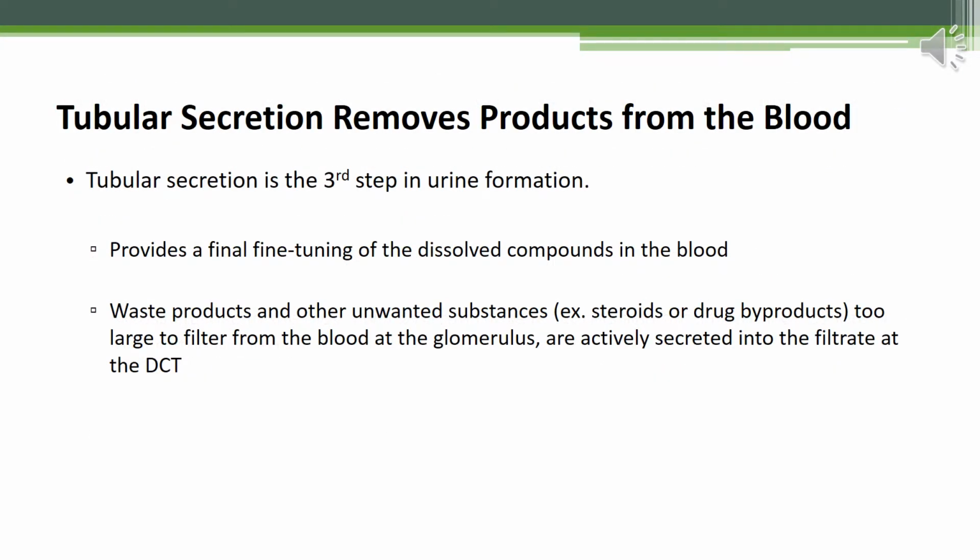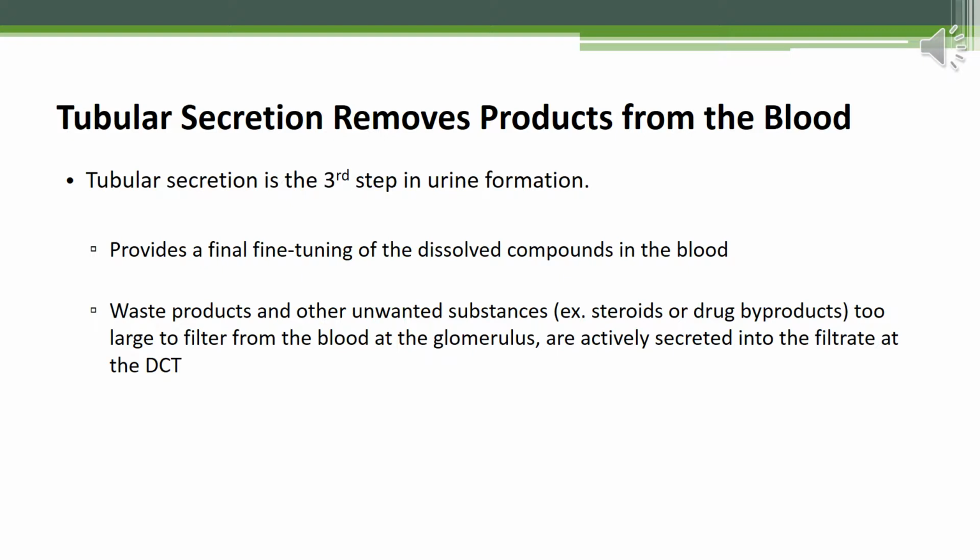Tubular secretion is the third and final step in urine formation. And in this step, products from the blood are removed. I think possibly an easier way to remember the 3 steps of urine formation is just to refer to them as filtration, reabsorption, and secretion. It just kind of simplifies things. But anyway, tubular secretion is a final fine-tuning step where we regulate the amounts of dissolved compounds in the blood and urine, just so we keep what we need in the blood and remove what we don't want in the urine.